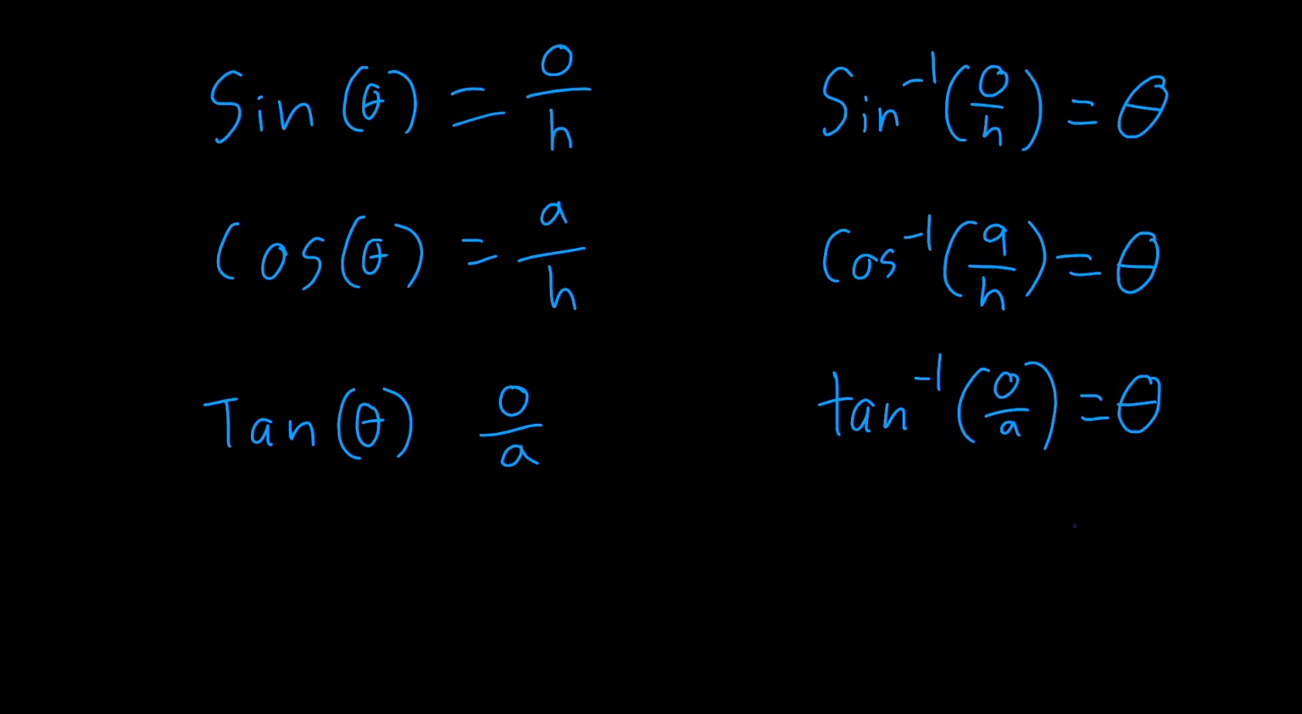Think about how doing division undoes multiplication, or doing subtraction undoes addition. Doing these inverse trig functions, arc sine, arc cosine, arc tangent, undo sine, cosine, and tangent respectively. So what does this look like whenever we are doing a problem with them?